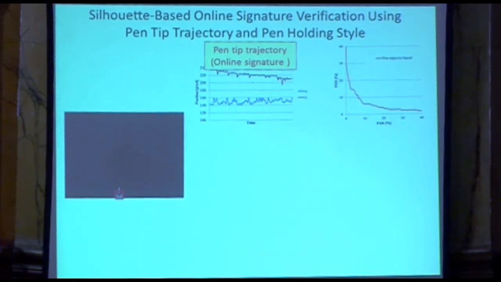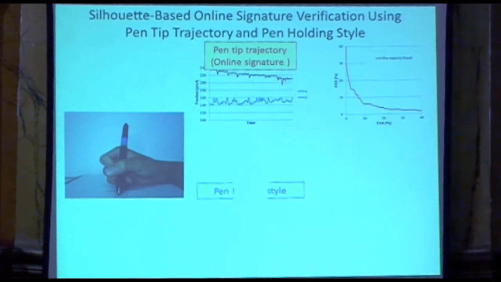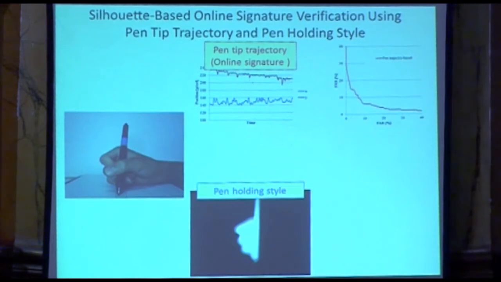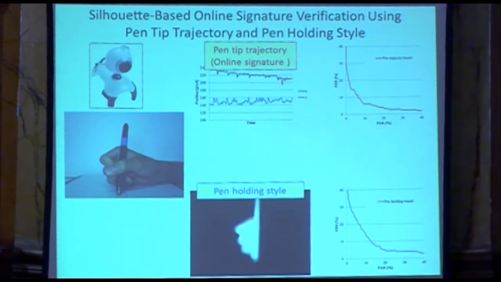So in my studies, I'd like to use other information of the writing motion. So we try to use the information from the pictures. And as a feature of the writing, we focus on the pen holding style. And from the image, we extract the skin area and generate the feature associated to the pen movement and writing motion. And in my poster, I use this feature for person authentication. And I would like to show this feature is useful for person authentication.